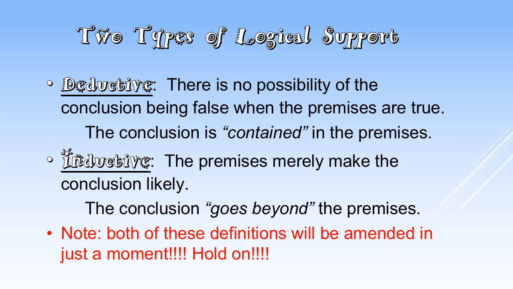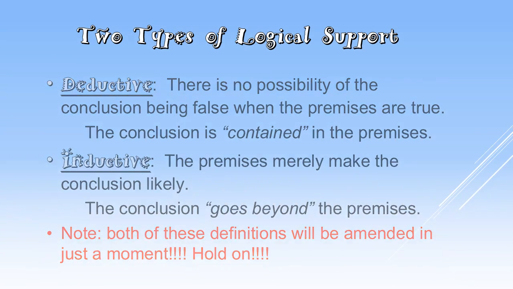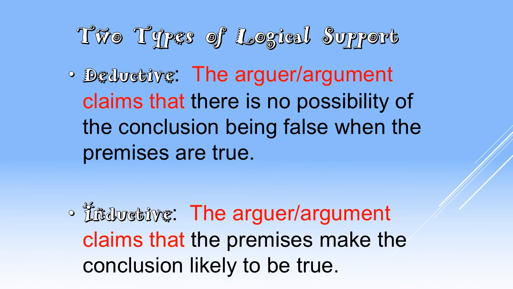So the idea here is that instead of defining arguments in terms of two types of logical support, we should define them instead in terms of types of claims. In the case of a deductive argument, there's a claim by the arguer or argument that there's no possibility of the conclusion being false when the premises are true. Now, whether or not that claim holds up under scrutiny, that's the job of logic to tell us. And similarly for inductive arguments, there's a claim that the premises raise the odds of the conclusion.